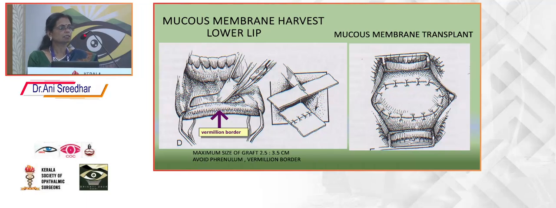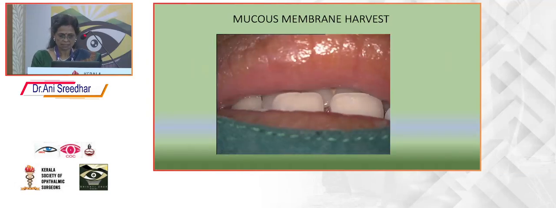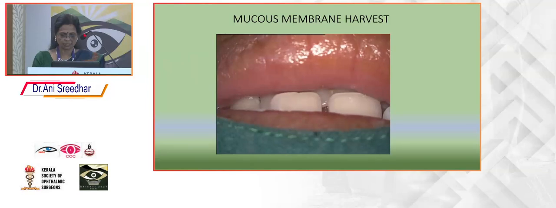Here you have to keep 5 millimeters inside the vermilion border. The vermilion border is the border that you see on the lid, and you have to keep away from the frenulum. The maximum size of graft you can take from the lower lip is 2.5 to 3.5 centimeters, and from the side of the cheek you can take a larger graft. Here I am sitting at the head end of the patient and operating under a microscope, so you will see a very enlarged view.